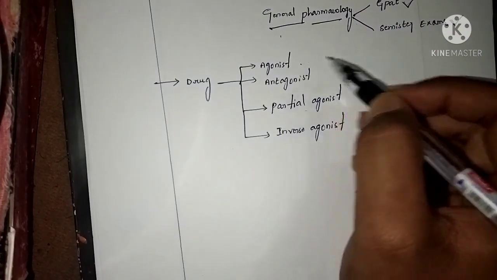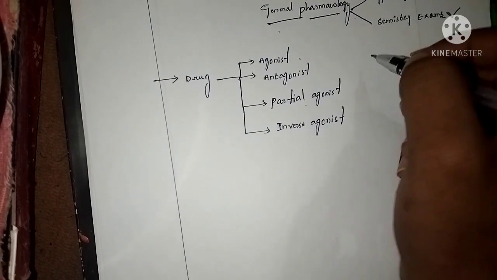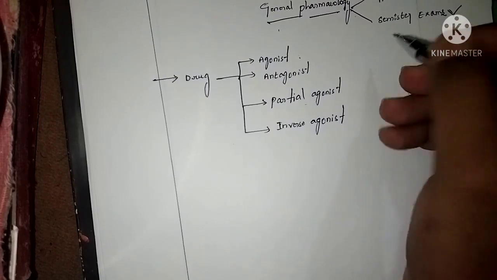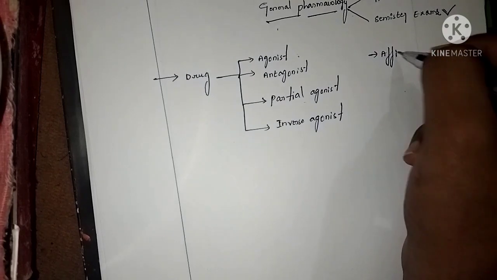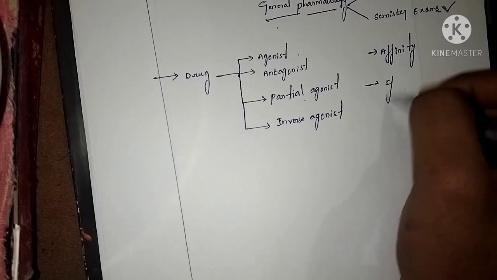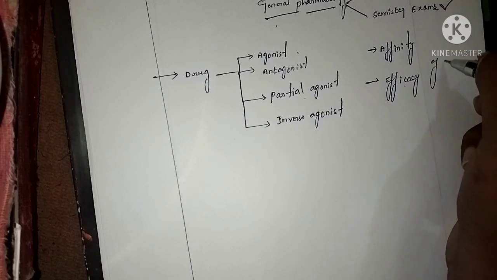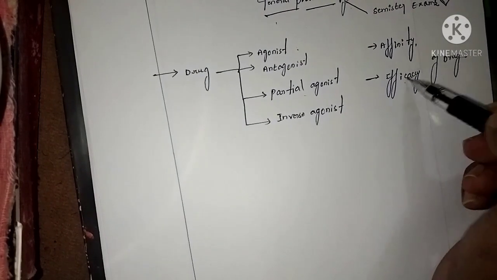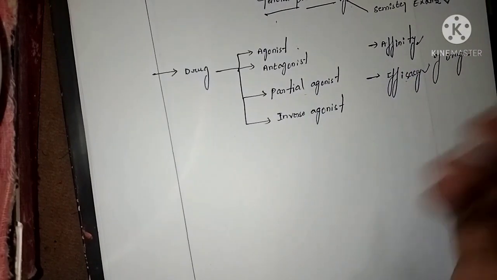Before going to these topics, I am going to discuss two main subjects: what is affinity and what is efficacy of drug. Okay, if we understand these two topics, then we can easily memorize these four topics.